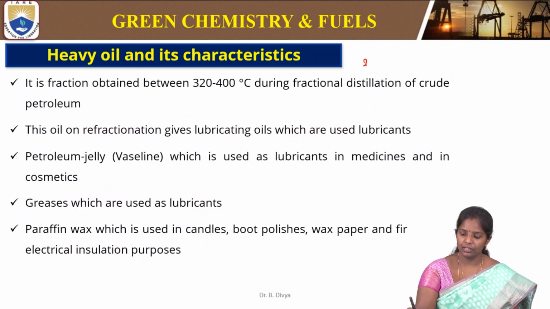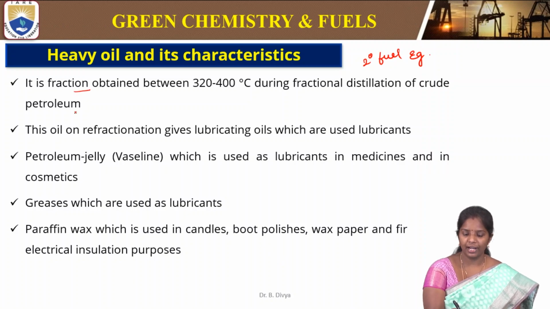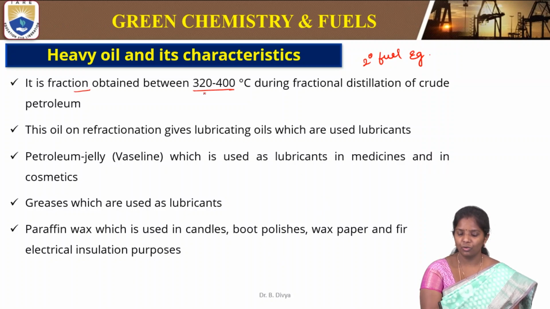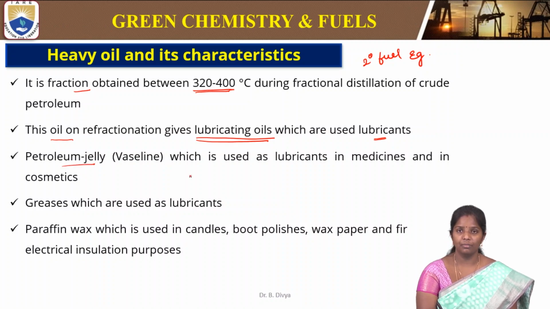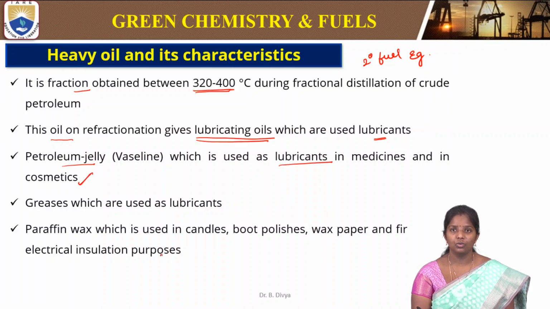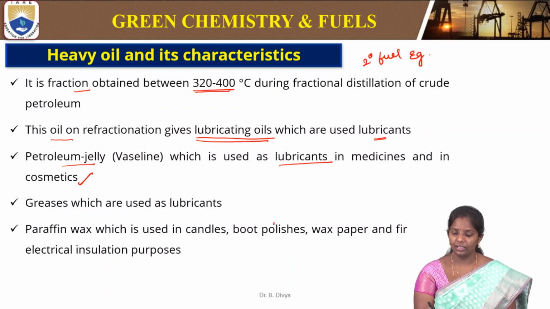Next is heavy oil, as an example of a secondary fuel. It is a fraction obtained between 320 to 400 degrees centigrade during fractional distillation of crude oil, and on refractionation this oil gives lubricating oil. This heavy oil has high density, so it gives lubricating oil, which is used as lubricant in automobiles and various industries. Petroleum jelly, Vaseline, is the best example of a lubricant in medicines and in cosmetics. We use Vaseline in our daily life in medicines and also in the cosmetics that we apply.